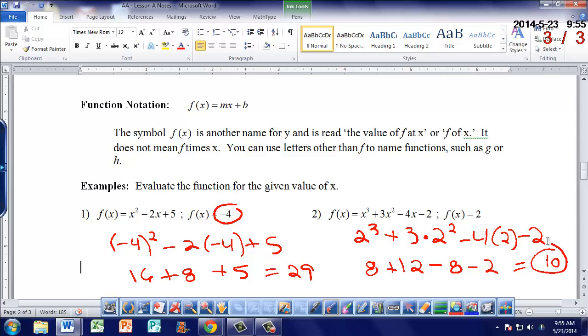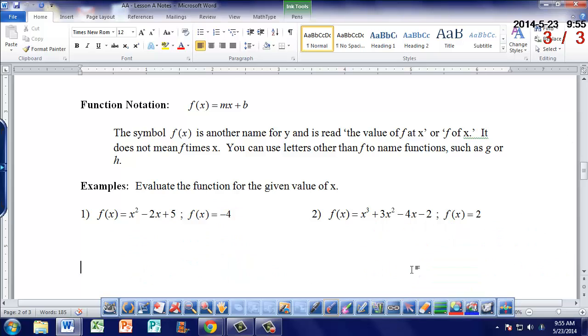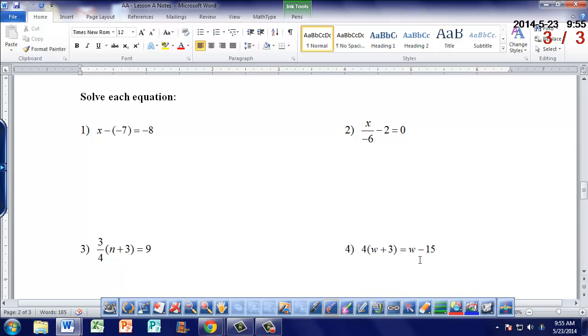Okay, now we're just going to practice really quickly solving equations and inequalities. You should be pretty good at this. Hopefully you have a nice solid foundation for solving equations and inequalities. We will definitely be using it all this year. Okay, taking a look here.